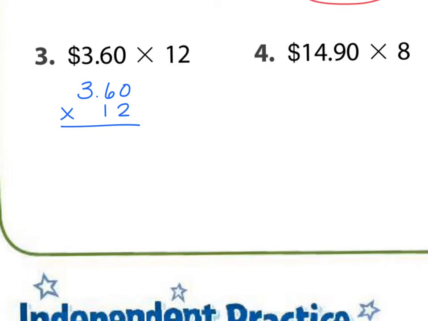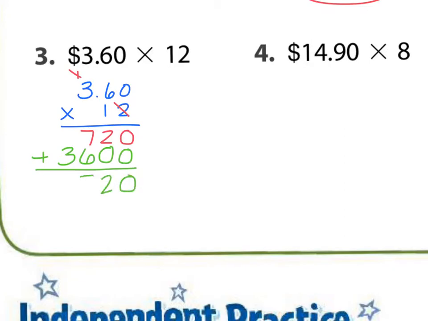So 0 times 2 is 0. 2 times 6 is 12. 2 times 3 is 6, plus 1 is 7. I'm done with the 2 and done with that. I'm going to bring my 0 down. 1 times 0 is 0. 1 times 6 is 6. 1 times 3 is 3. I'm going to add those up.